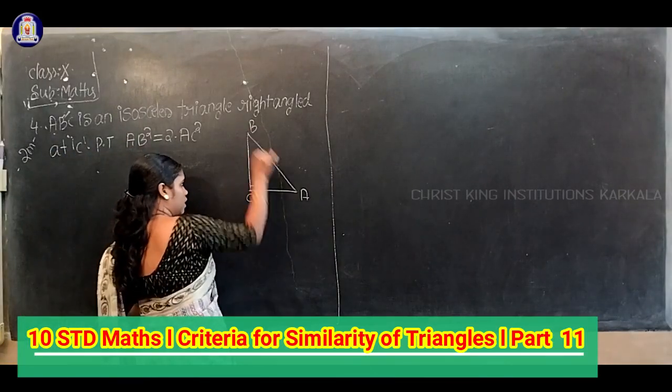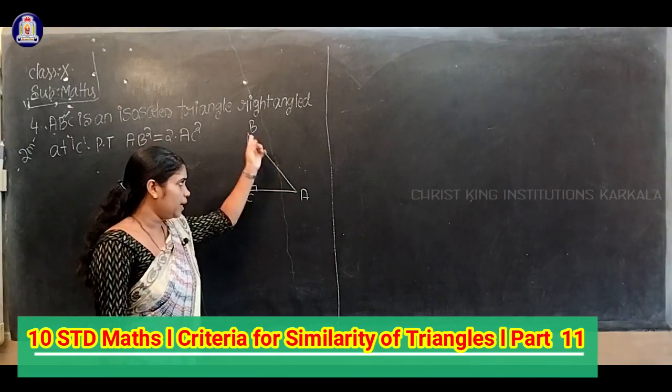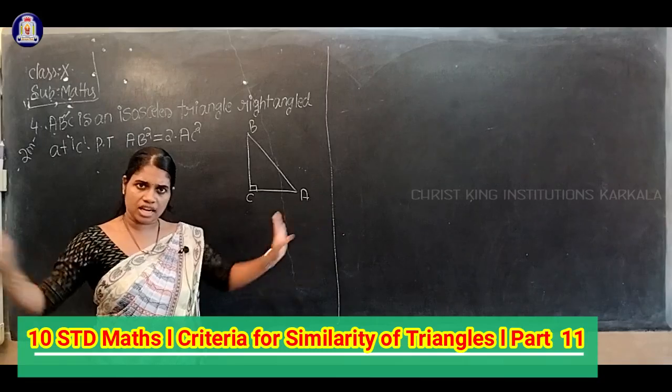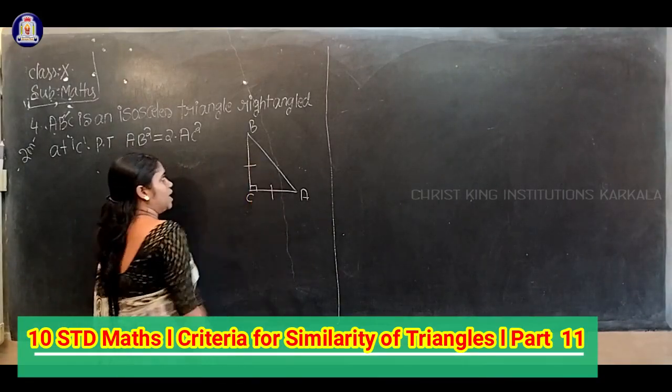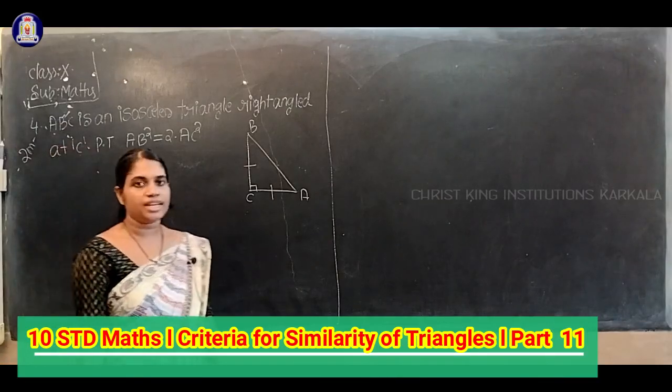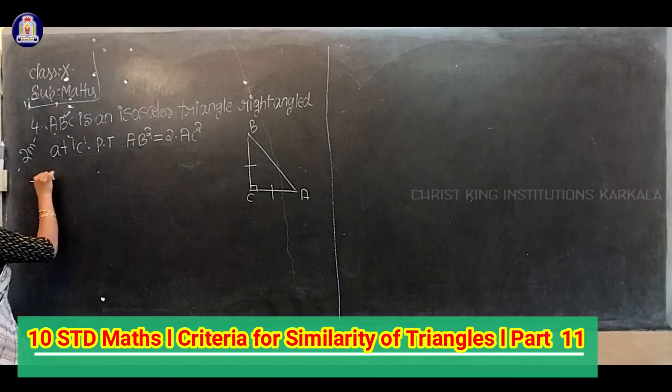So here, AB is a hypotenuse, so AB is never equal because it is the largest side, isn't it? It will not be equal. So therefore I can say the side BC is equal to the side AC. Understood? Okay, so first I will write given.